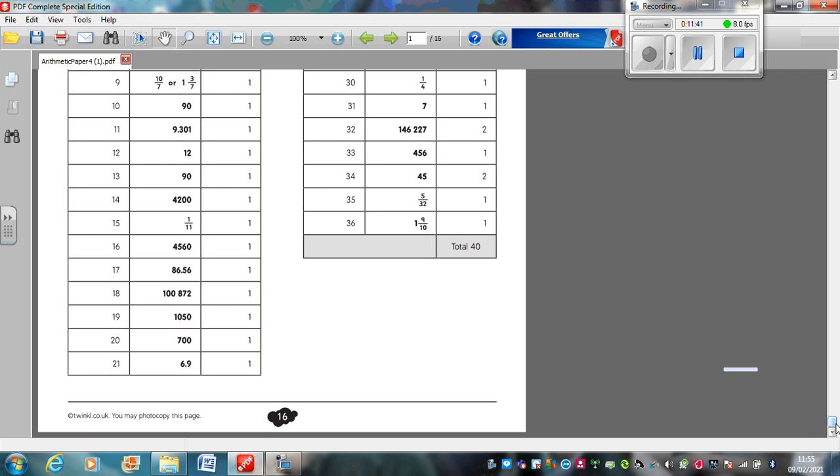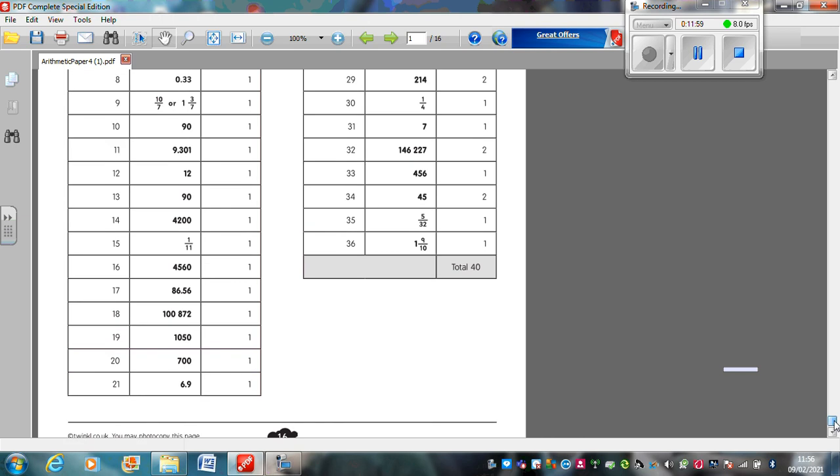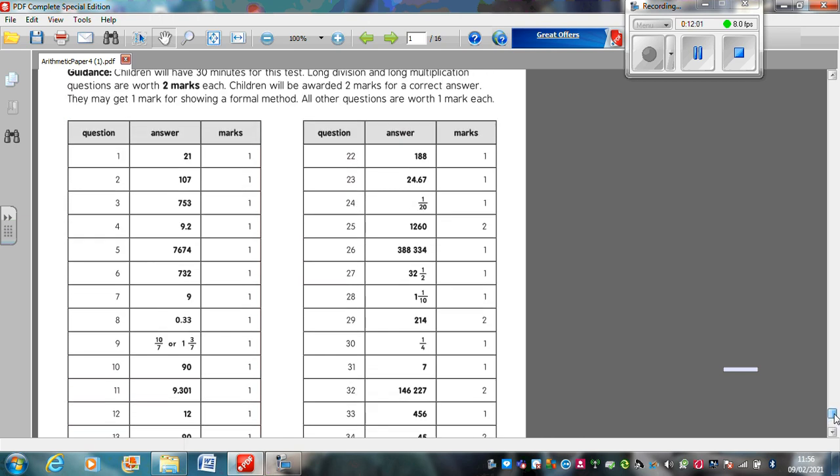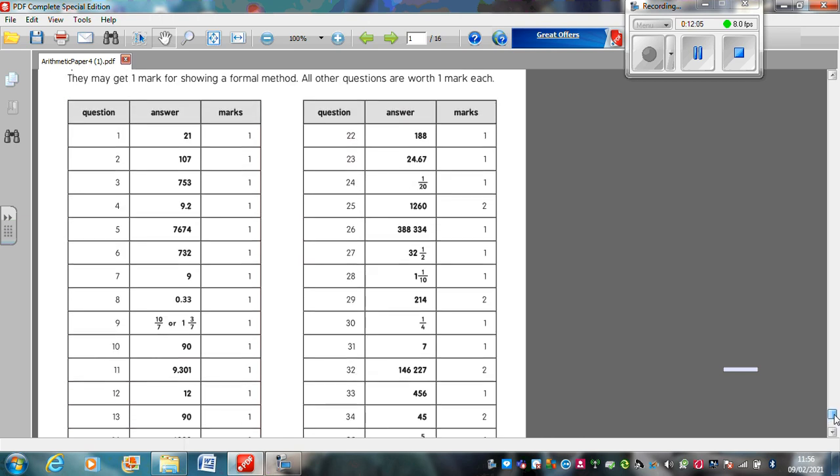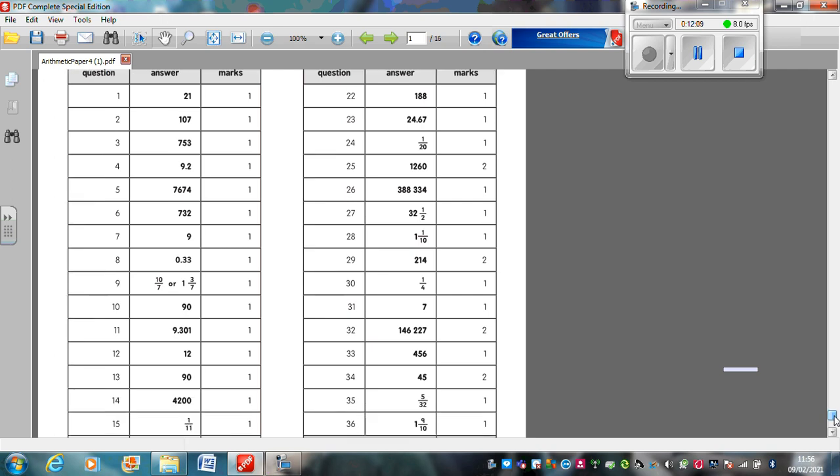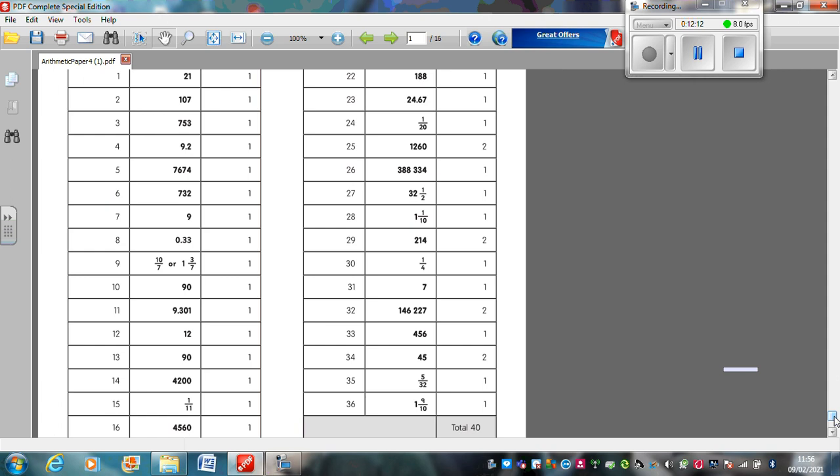Question 17, 86.56. Question 18, 100,872. Question 19, 1,050. Question 20, 700. Question 21, 6.9. Question 22, 188. Question 23, 24.76. Sorry, 24.67. Question 24, 1/10.